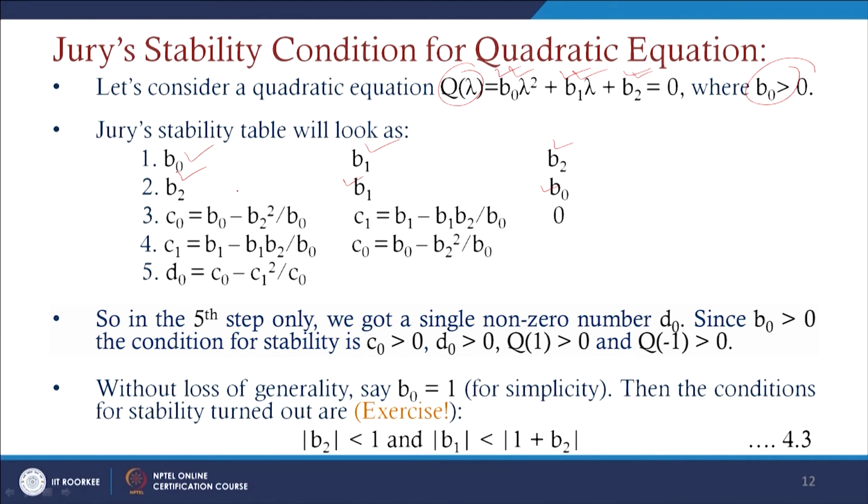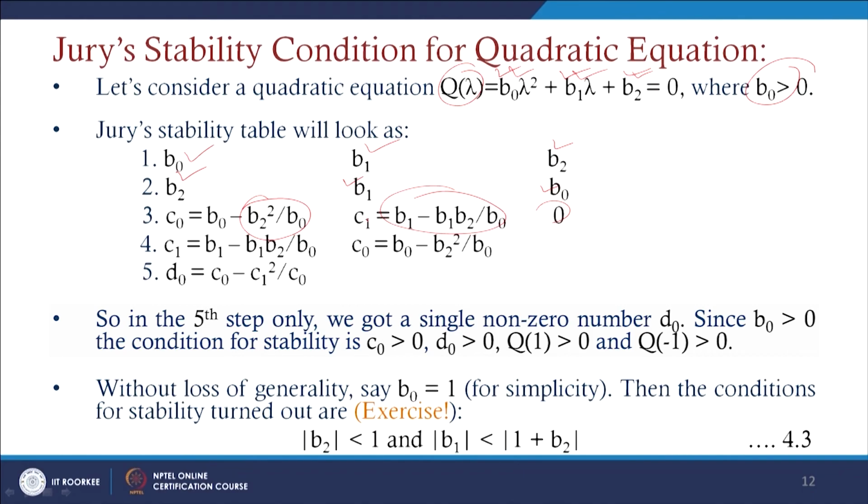So, if you do that, we can find that the last element is 0, and here we can write B0 minus B2 into B2 by B0. So, that is B2 square by B0 here. Similarly, the third element, that is B1 minus B1 into B2 by B0. So, this element is written in this form.